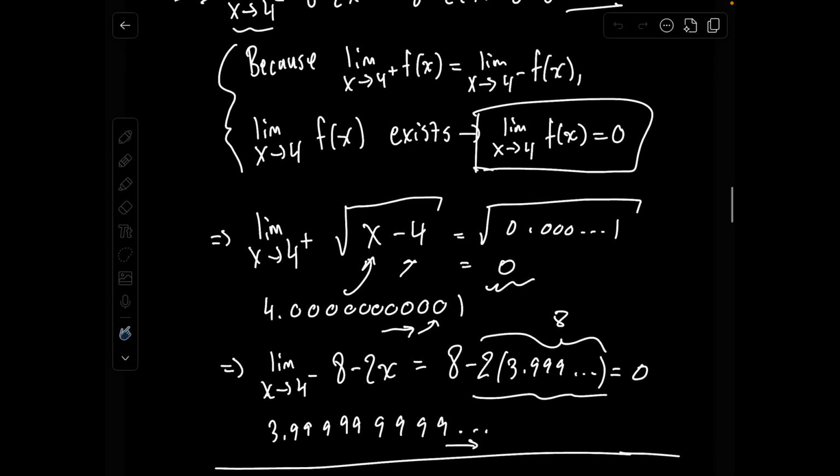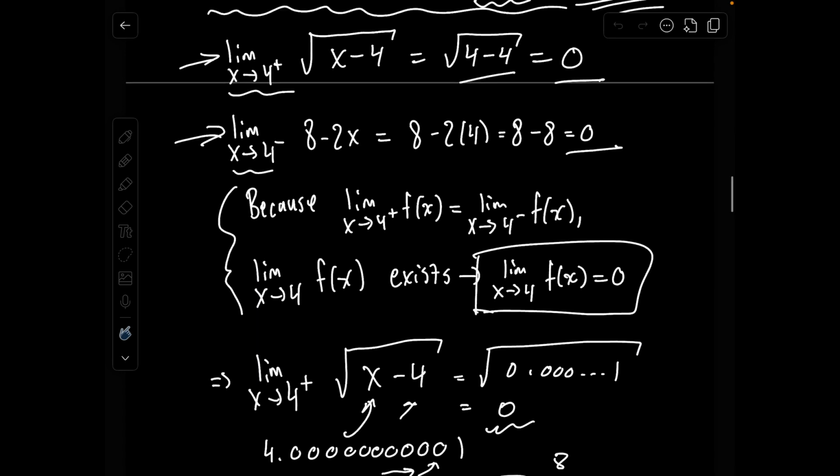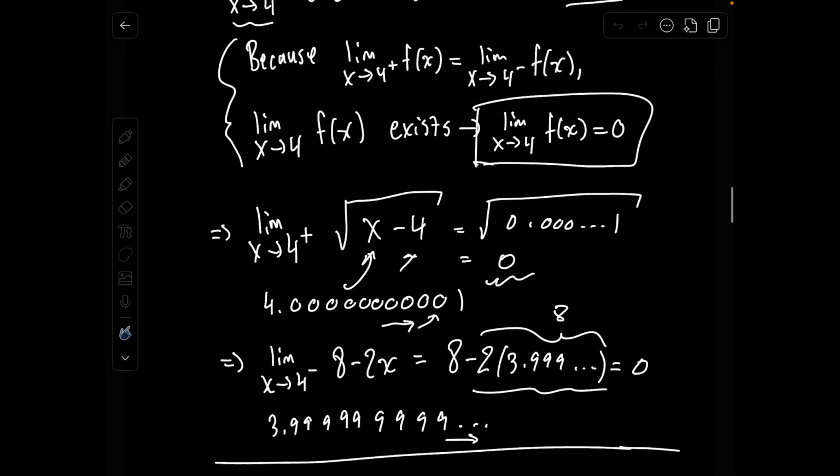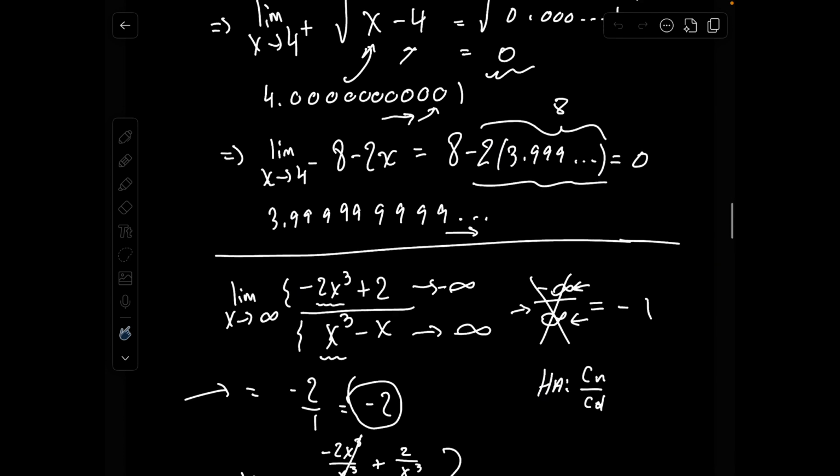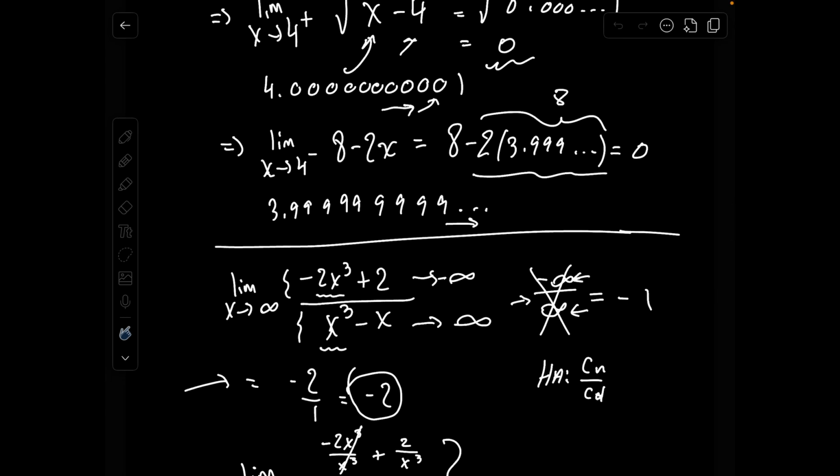And the reason that we can just directly plug in 4 for these values is because as x gets a very, very small amount bigger than 4, so 4.0000001, we can see that the square root of 0.0000001 gets closer and closer to 0, so we can just directly plug in these values. As for the other side, we can also see that 2 times 3.999999 is a tiny bit smaller than 8. It approaches 8, so you can just plug in 8 for that value.